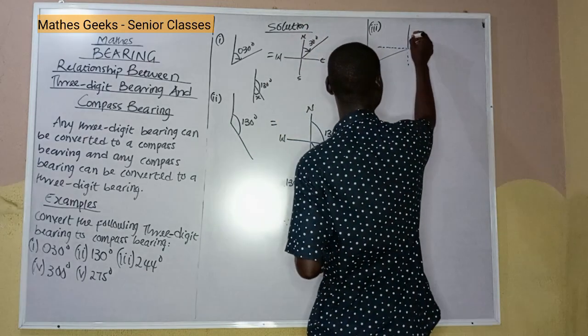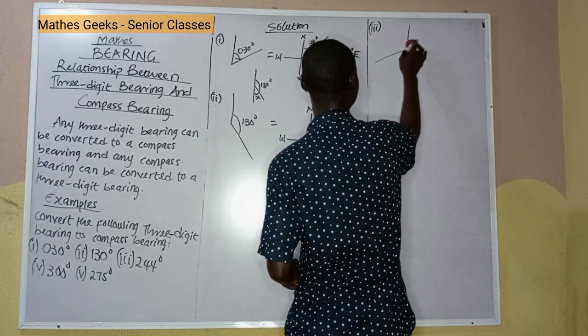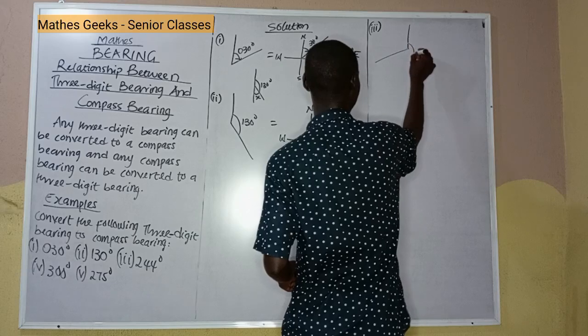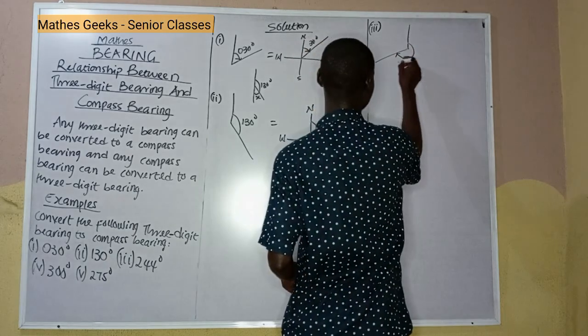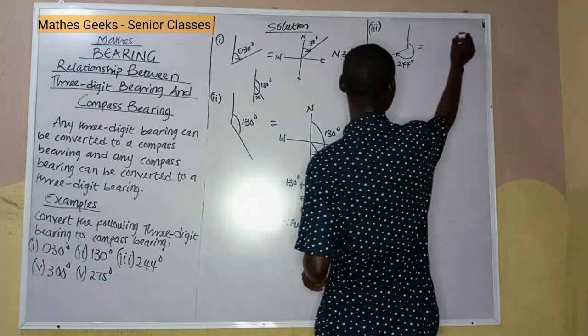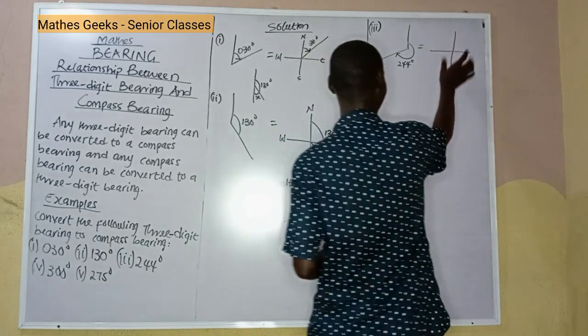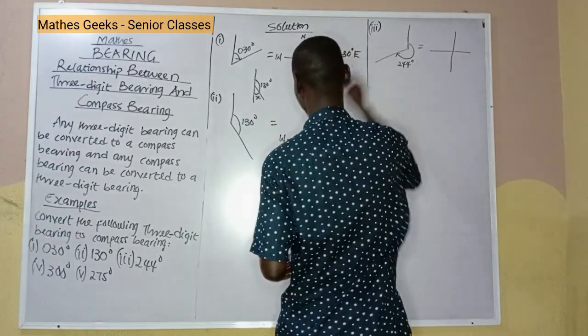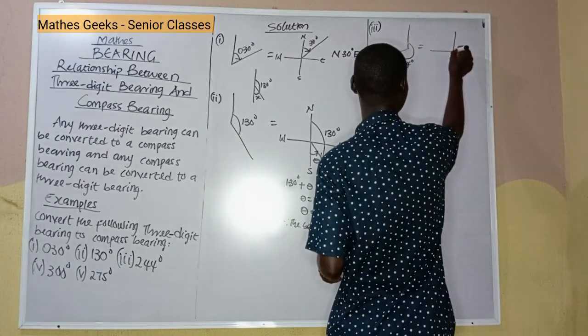So from the north, remember it's 3-digit bearing, so I don't need any of this. It is just for reference purposes. So I'm going to move it like this. From the north to this line is 244 degrees. So this is equal to what we are going to get from our compass bearing. If you use our cardinal points to represent this 3-digit bearing, 244 degrees will be here.